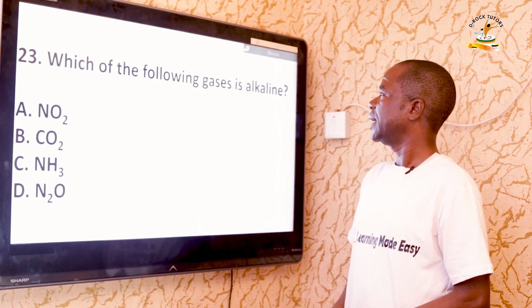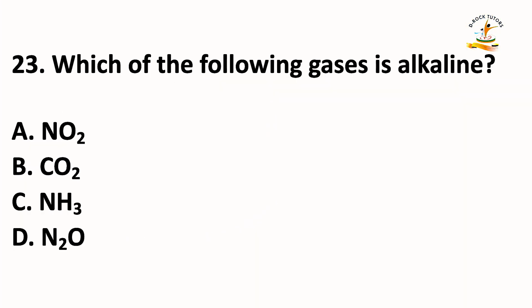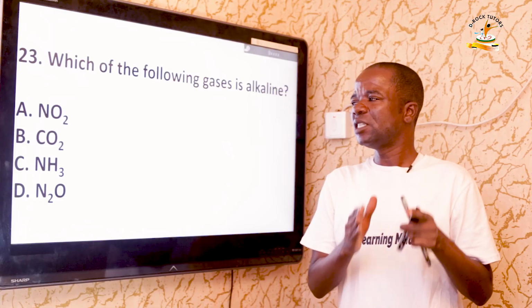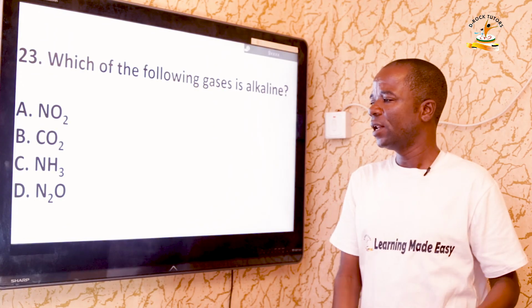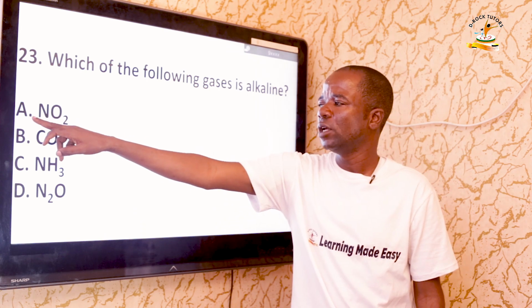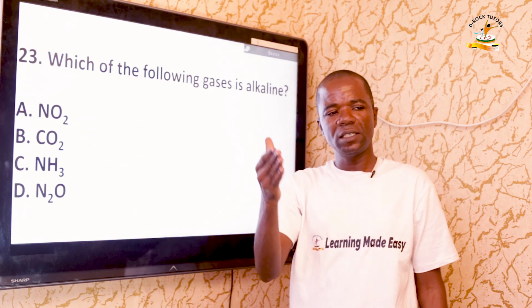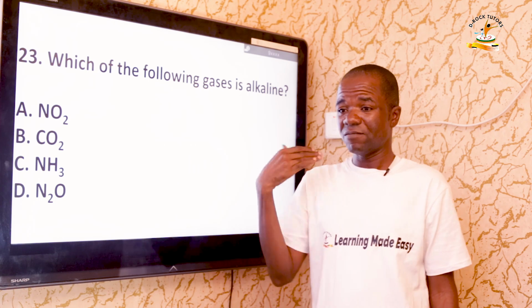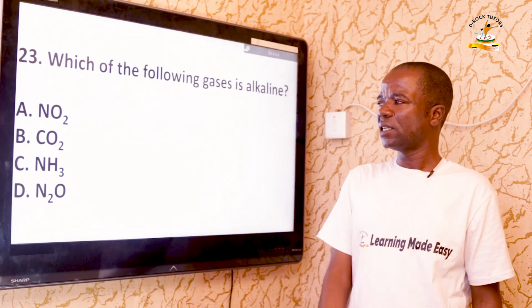Now, which of the following gases is alkaline? The correct answer is definitely C. Ammonia is the most popular alkaline gas. If you look at option A, nitrogen(IV) oxide is an acidic gas. It's actually an example of a double or mixed acid anhydride.